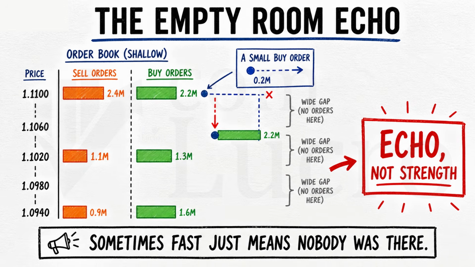The opposite is a thin market. Here, price can move fast for a much less impressive reason.